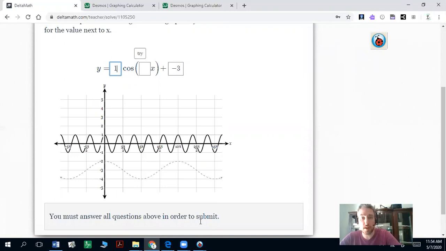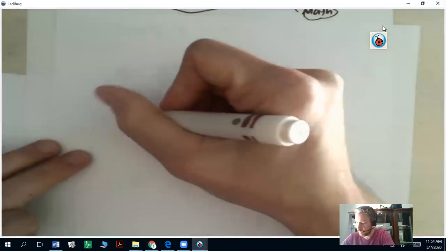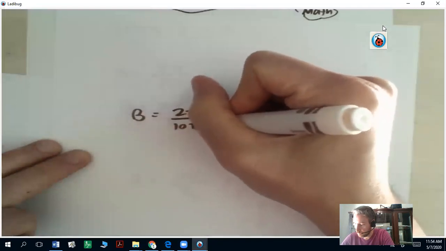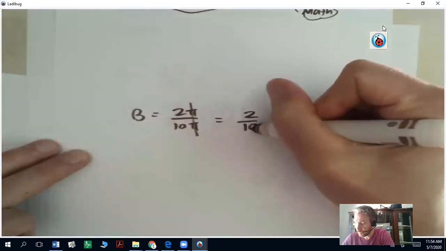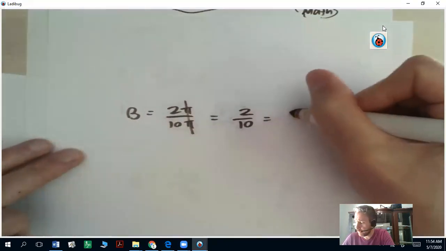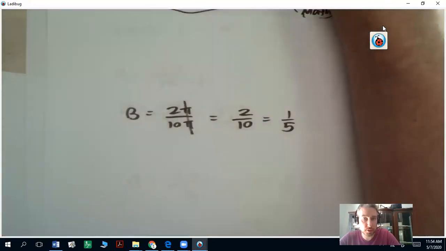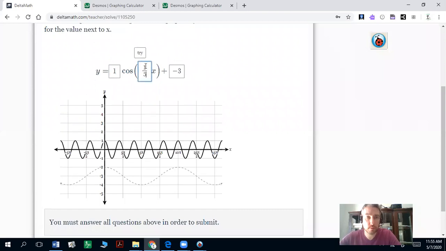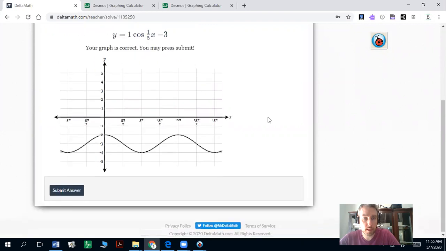So to get your b value, you're going to do 2 pi divided by 10 pi. You can cancel the pi's out since they're both in there, and that's 2 out of 10. And you can reduce that fraction to 1 out of 5, or you can use a calculator and get that if you're not sure how to reduce it. So 1 out of 5 would be your b value. So I'm going to put 1 divided by 5 and click try. Nice.